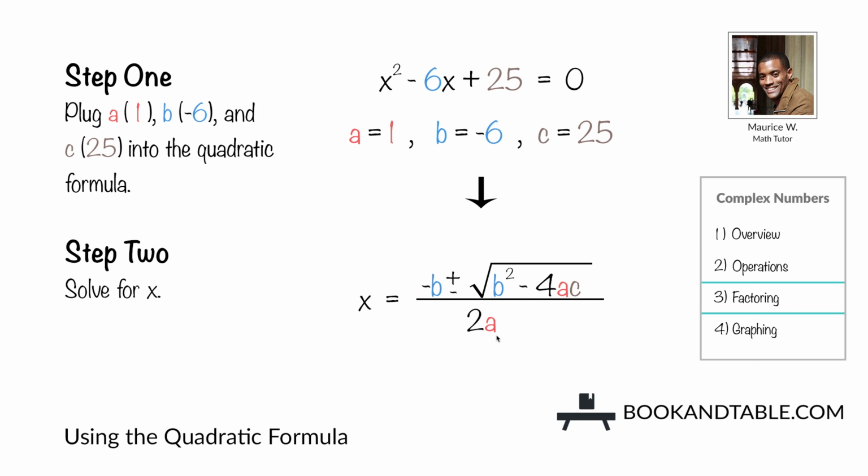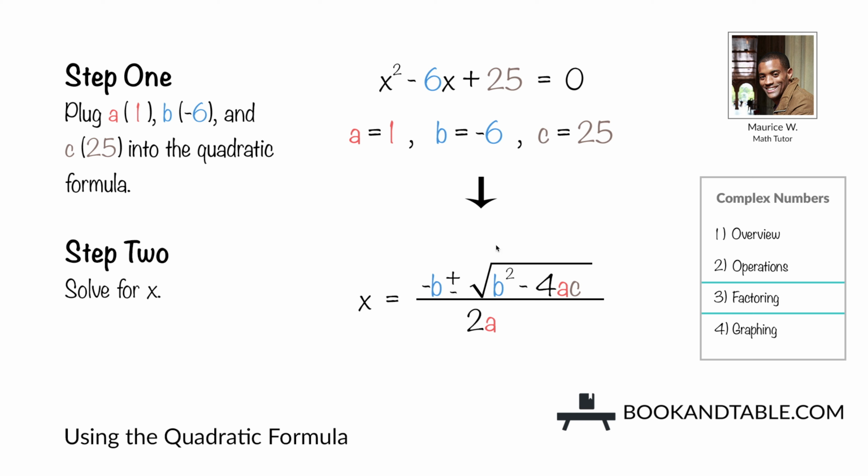Now in the quadratic formula, we have three variables, a, b, and c. A is equal to the coefficient of the x squared term. So when it is not shown, it is equal to 1. 1 times x squared is x squared. B is equal to the coefficient of the x term. So in this expression, it would be negative 6, sign included. And c is equal to the constant, which in this case is 25.